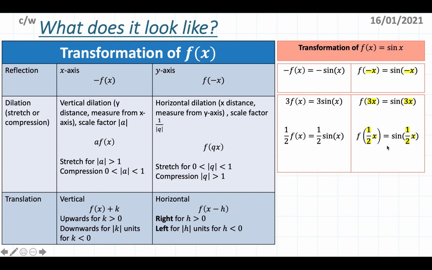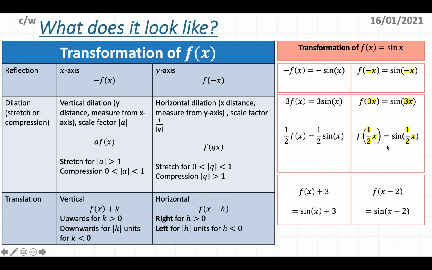So just seeing how the new function is going to be written. Again, if you want to know the input and the output, just use the new function. That's what it's going to look like. Finally, we have the translation, f of x plus 3. Again, just copy your function in, plus 3. For f of x minus 2, your input is minus 2, so your sine argument is going to be x minus 2.